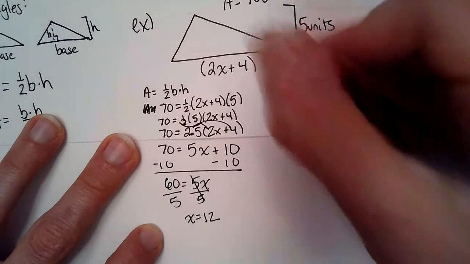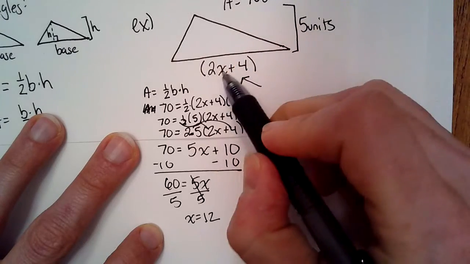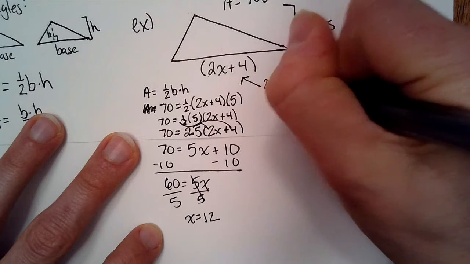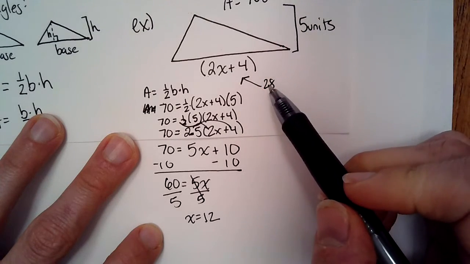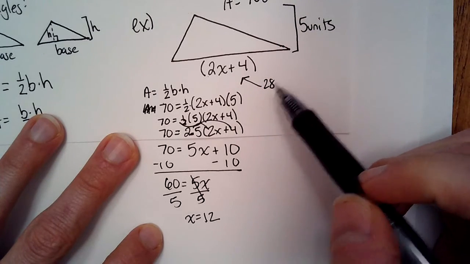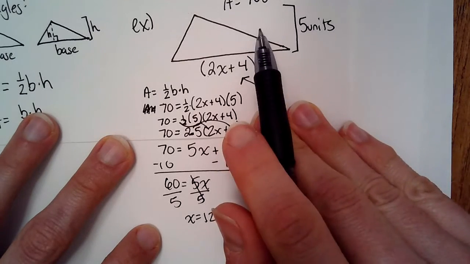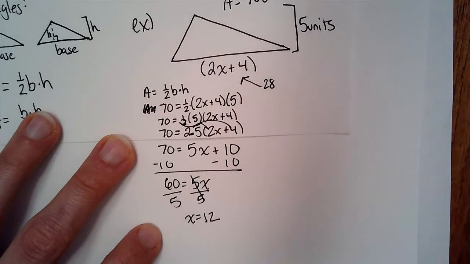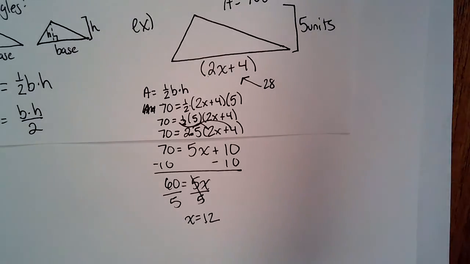And I can verify that works by plugging it back in. If x is 12, then 2 times 12 is 24. 24 plus 4 is 28. And I could figure out that 1/2 times 28 times 5 gives me 70. And if it doesn't, then I know I've made a mistake. So that's it for this first lesson. There's going to be another question or two for you to answer, and then you can move on to the next assignment.